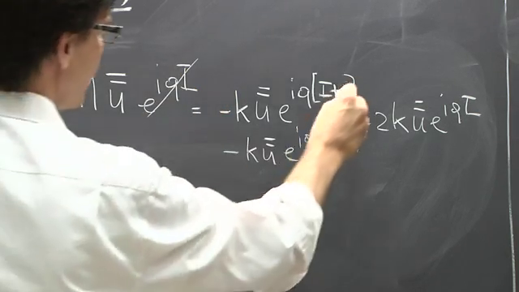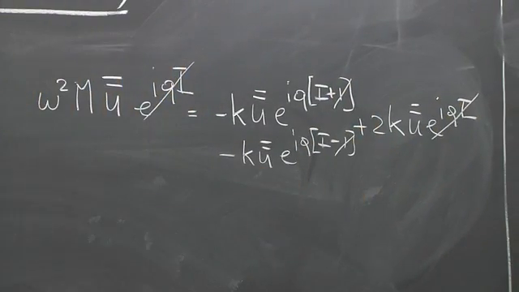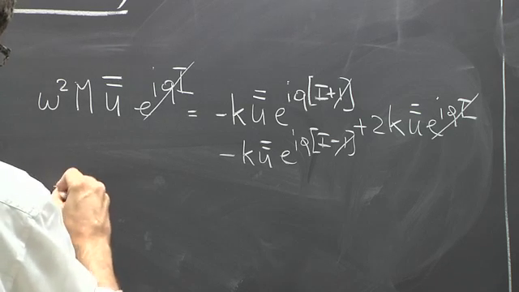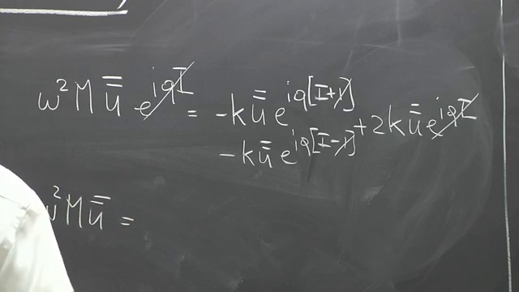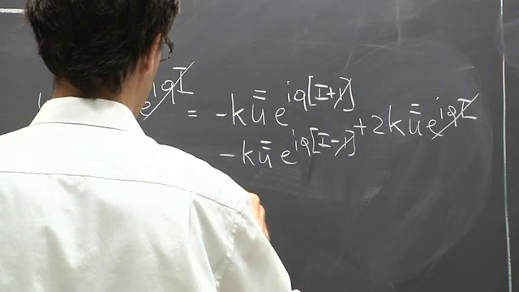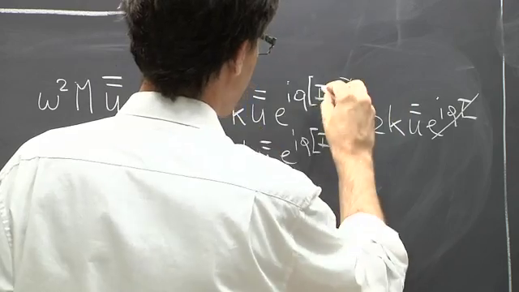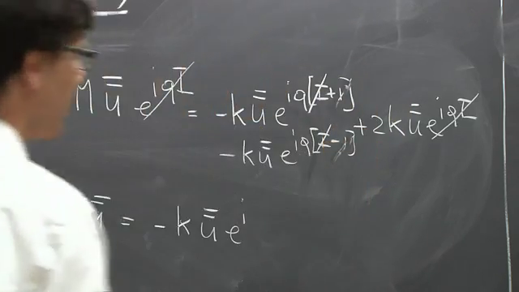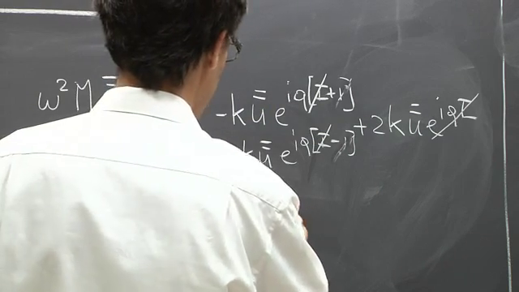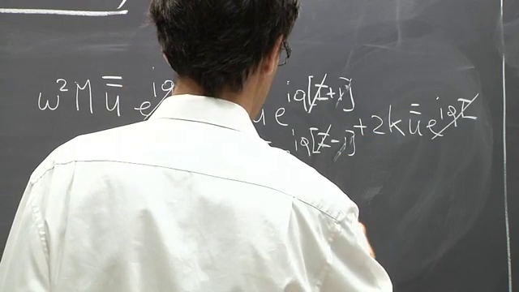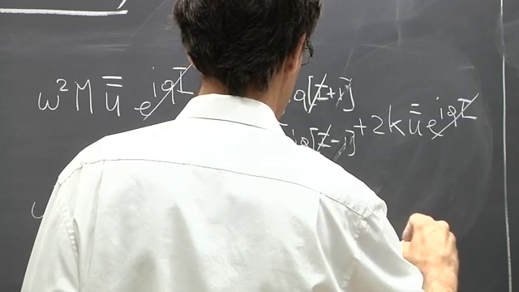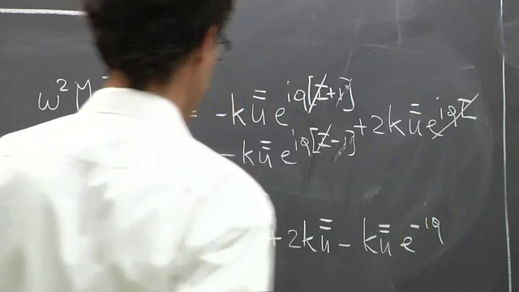So let me remove some phases that I can remove everywhere. So I'm going to remove e to the iqi everywhere. We did exactly the same for the tight binding problem, so you can look back at your notes. Omega squared m u double bar equals minus k u double bar e to the iq, sorry, not 1, mistake. It's the i that disappears here, not the 1, of course. Right? It's e to the iqi that disappears. Plus 2k u double bar, minus k u double bar e to the minus iq.